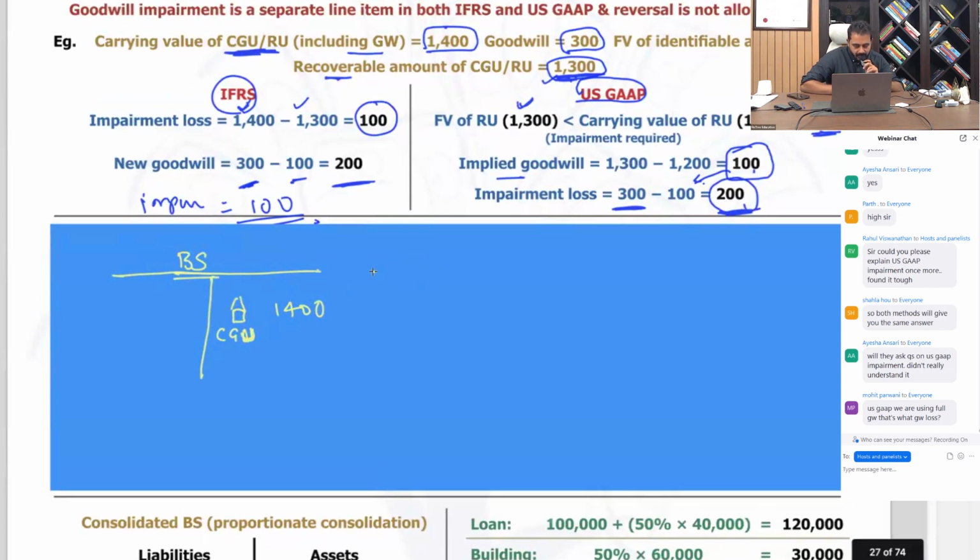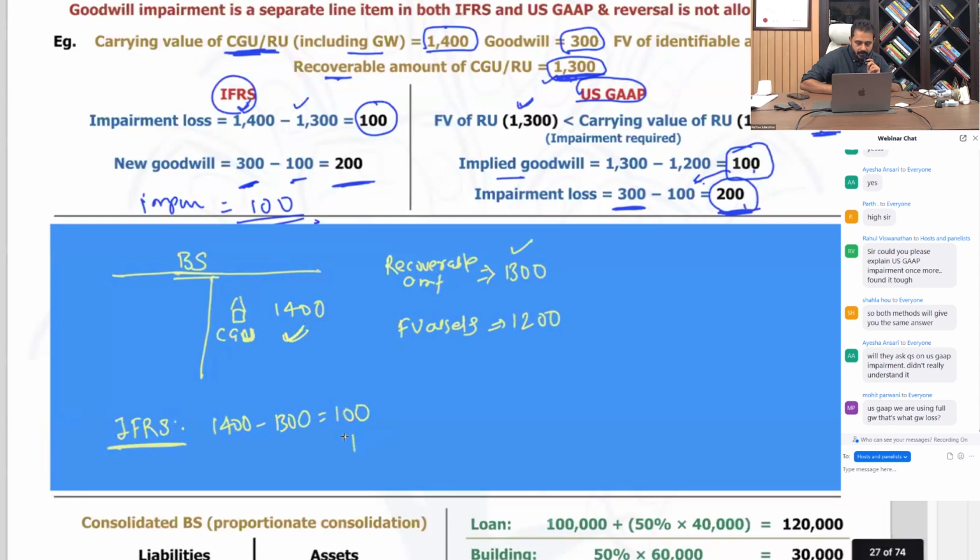Now I say, okay, if I were just to look at recoverable amount, means if I were to sell this, then I will recover 1300. But what if I sell only assets, not the business unit? If I were to sell only assets and not the business unit, this is 1200. IFRS follows a nonsensical approach. What IFRS says simply figure out what is the carrying value versus what is the recoverable amount. This is lower, 1400 minus 1300. So I have 100. This is my impairment loss.